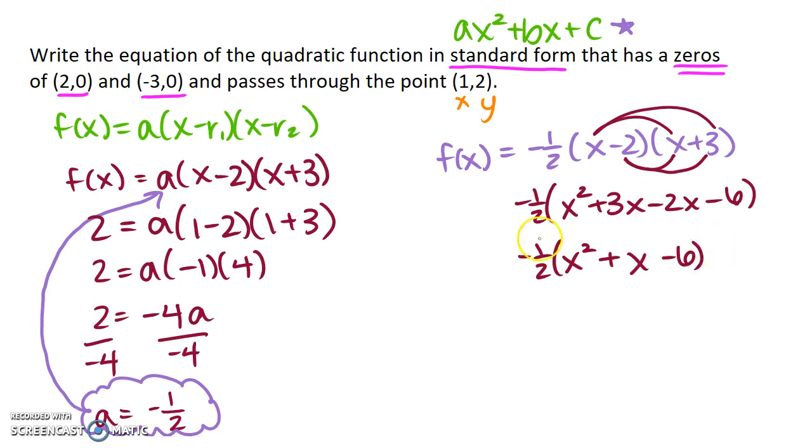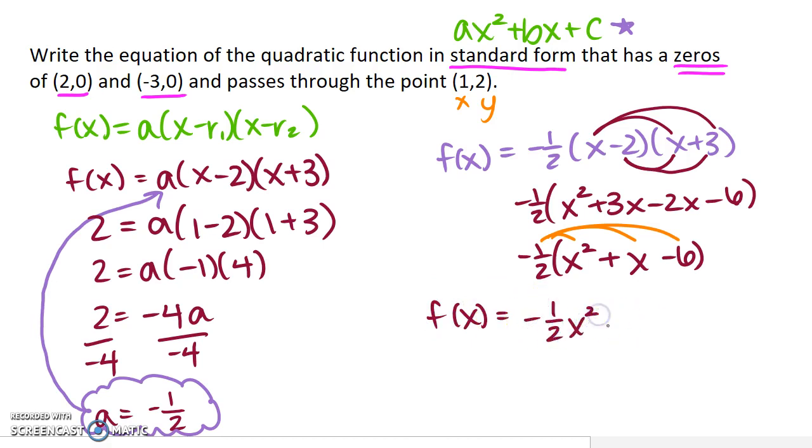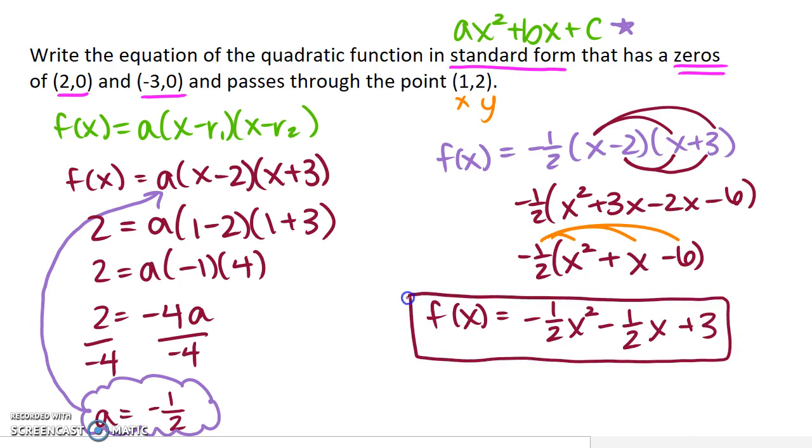Almost there. We just have to distribute the -1/2 to each term to get rid of our parentheses. And that will give us our f of x equals -1/2 x squared minus 1/2 x. -1/2 times -6 is a +3. And if you wanted to write these as decimals, that's totally fine. I'm going to keep mine as fractions. But either way, that would be your exact answer. Hope it helps.